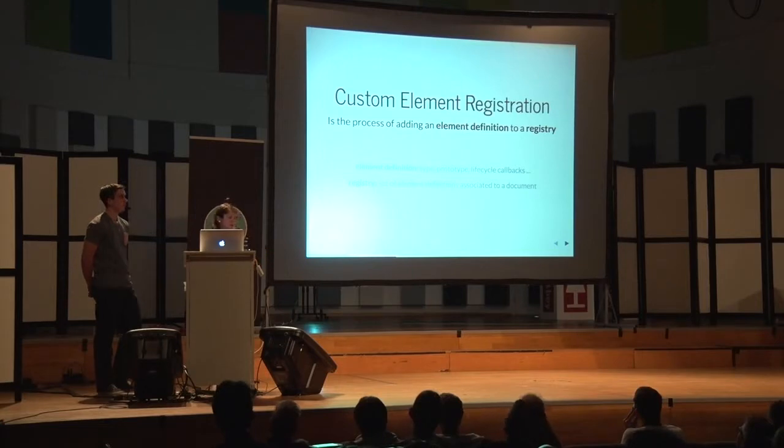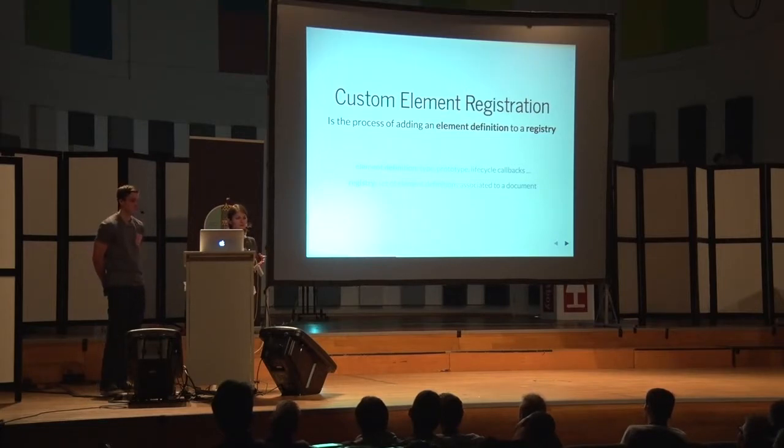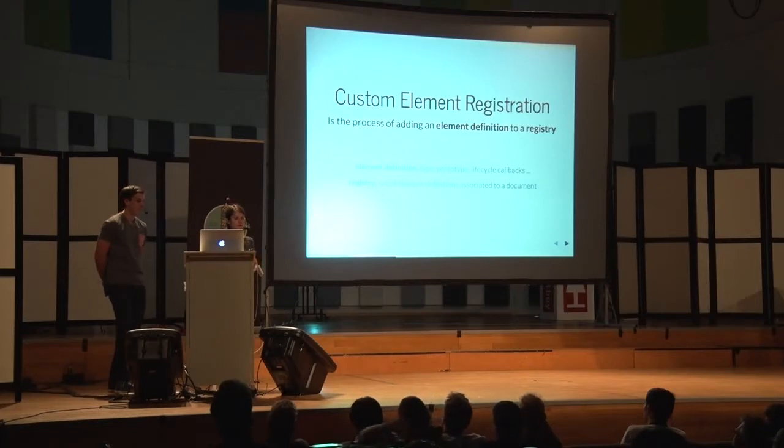So what basically happens is you have your document, and that document has a registry associated to it. And whenever the parser parses the DOM and it finds an element definition, it will take that definition and register it in the registry. So when that element needs to be instantiated, the parser will know where to find the definition, and it will know what behavior that element has.